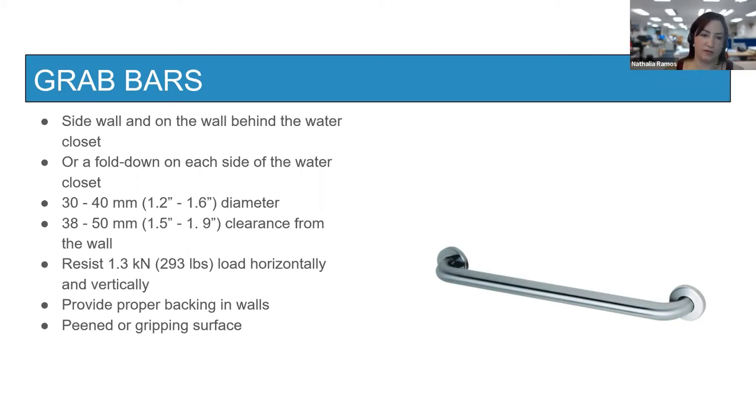The grab bars have to resist 293 pounds of load horizontally and vertically. And you also have to provide backing walls, like you must do for the auto change table, also for the grab bars. And it also has to have a pin or gripping surface.